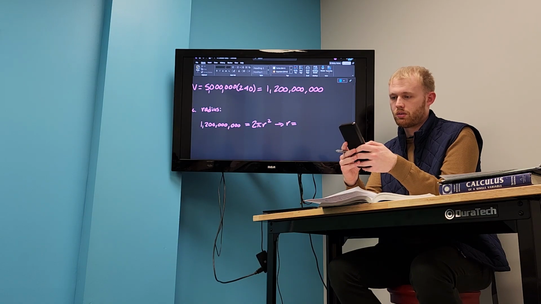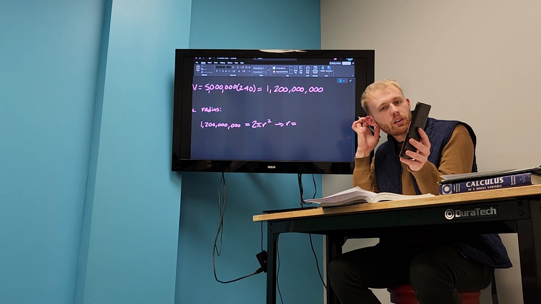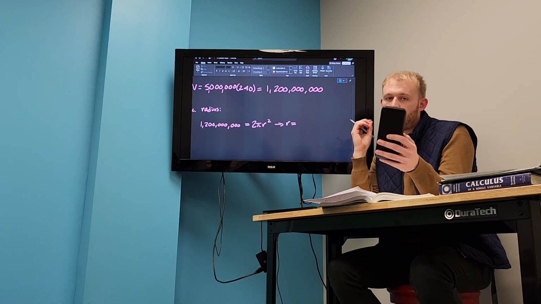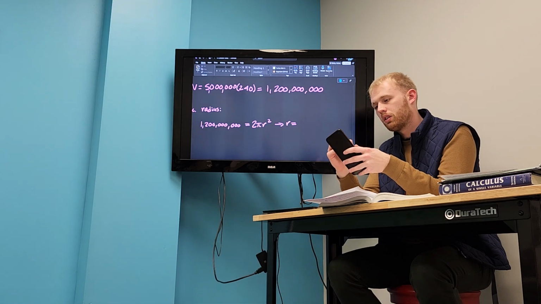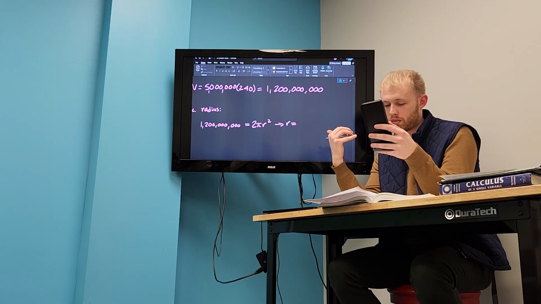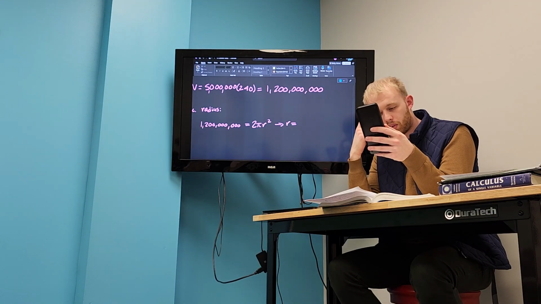We divide by 2 pi, and then you have to take the square root. So when I do it, I get 13,880. What mode are you in? I'm in radians. Yeah, but 8 zeros. It shouldn't matter what mode you're in. Yeah, he did the math.